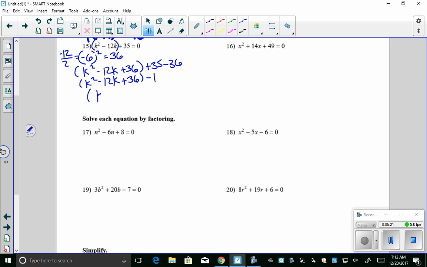Factor. k minus 6 squared minus 1. Remember, whatever you get here will go in this spot. Whatever you get here goes here.